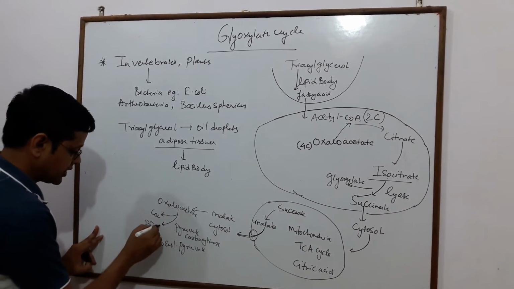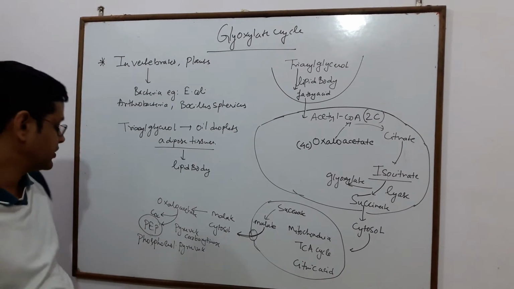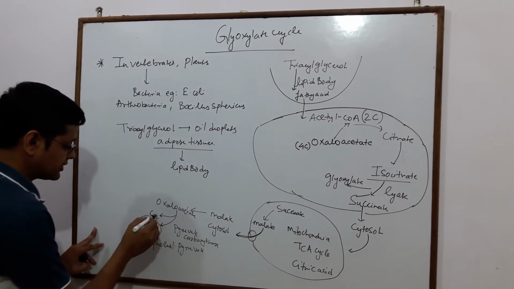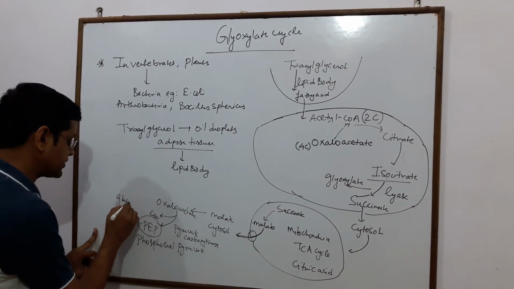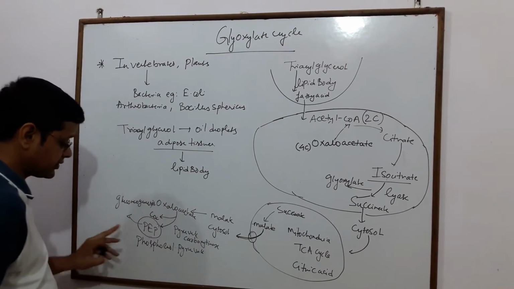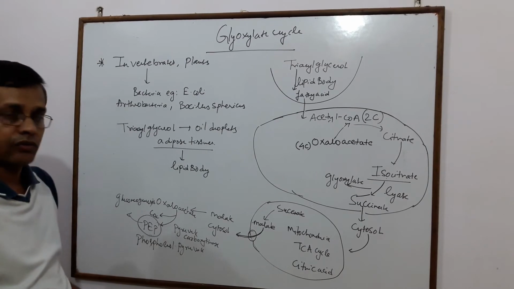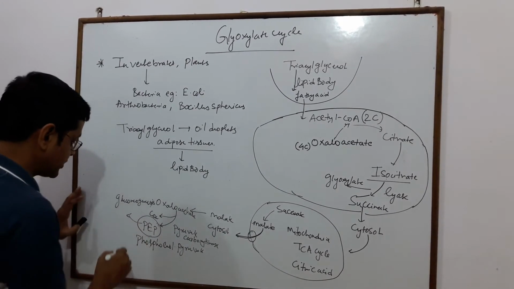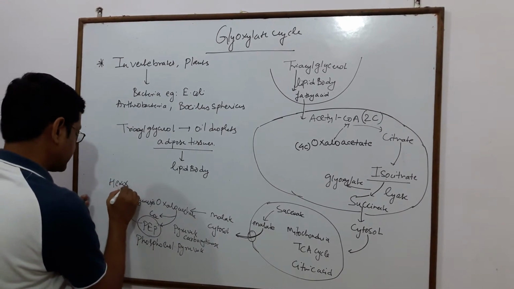This PEP, generation of this compound indicates straightforwardly that this compound is entering into the gluconeogenesis process, where this is the non-carbohydrate part. This is not a carbohydrate compound. This is the organic compound which ultimately generates hexose, or you can say glucose.